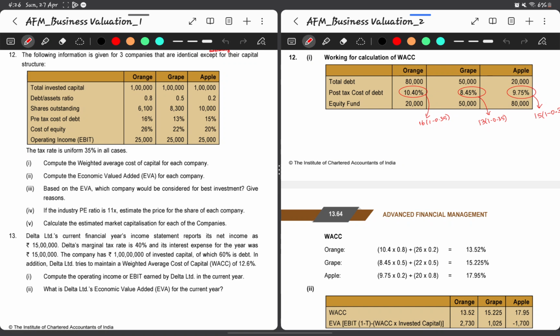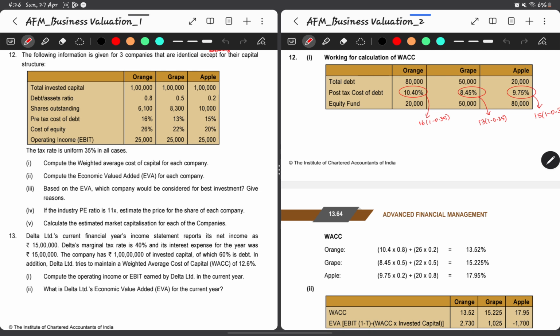The following information is given for three companies that are identical except for their capital structure. Total invested capital, debt assets ratio, shares outstanding, pre-tax cost of debt, cost of equity, and operating income, EBIT, are given for Orange, Grape and Apple. The tax rate is uniform at 35% in all cases. The first requirement is to calculate the weighted average cost of capital for each company.